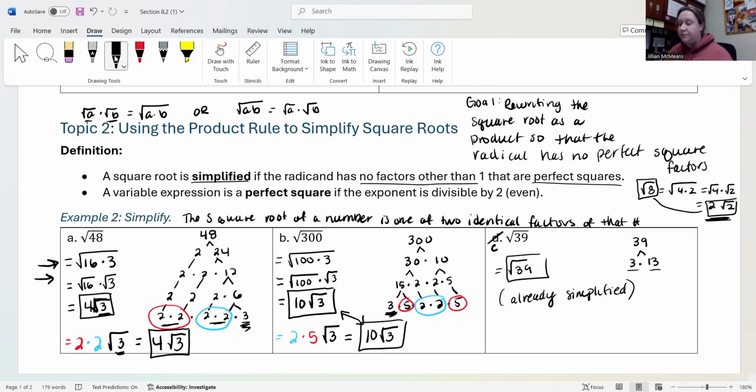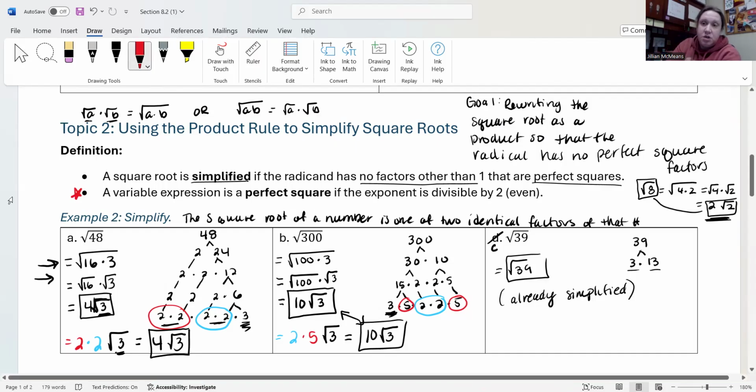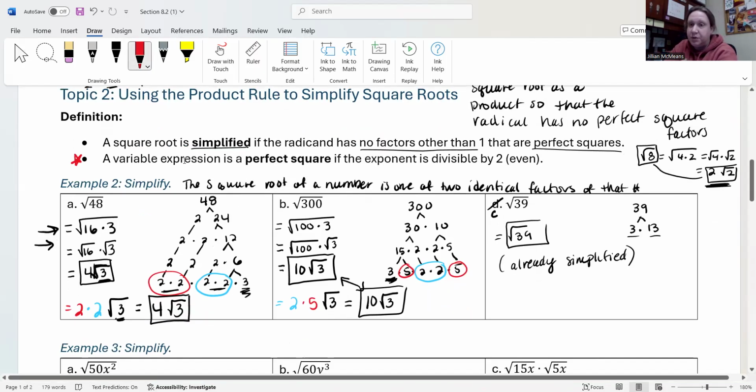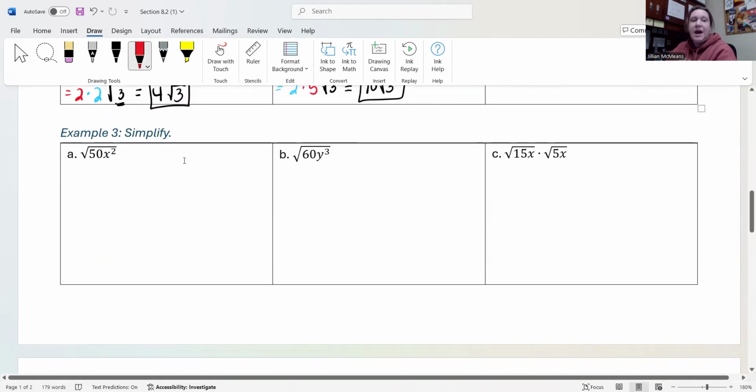to show up, okay? Now, before we move on to example 3, which is still part of this video, I do want to bring your attention to this little nugget right here. It says a variable expression is a perfect square if the exponent is divisible by 2. Keep that in mind because that will show up in the next example, okay? So moving on to example 3, it goes along with topic 2, using the product rule to simplify square roots. We have one example, 3 parts.